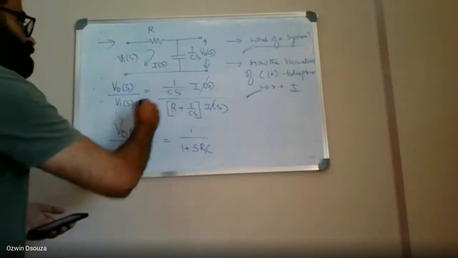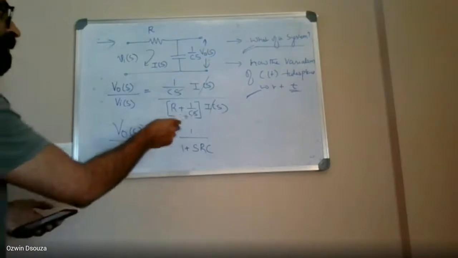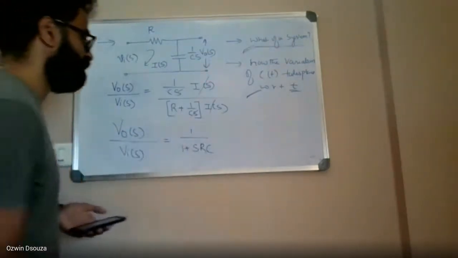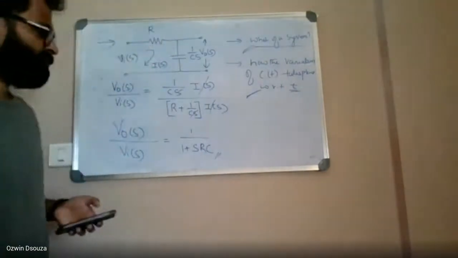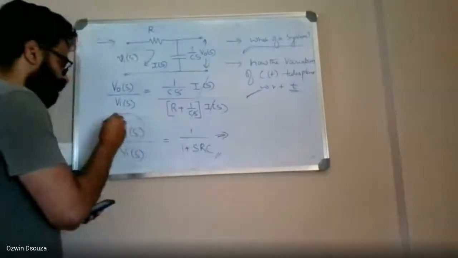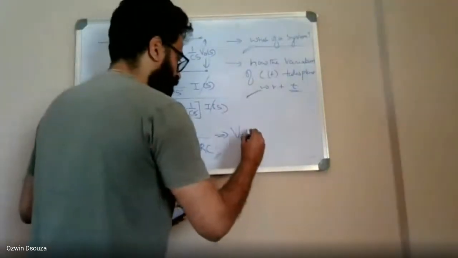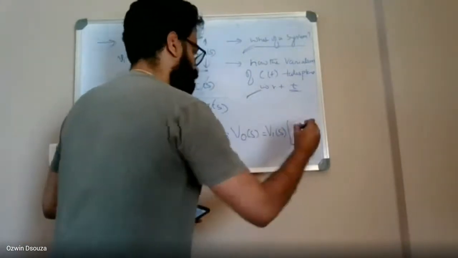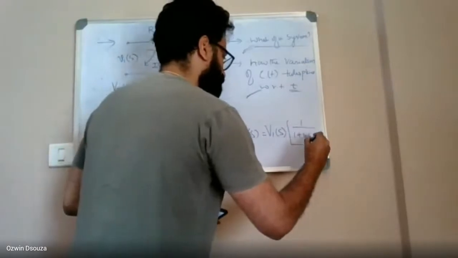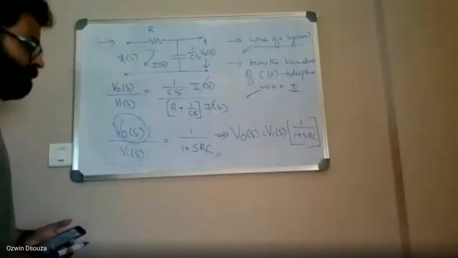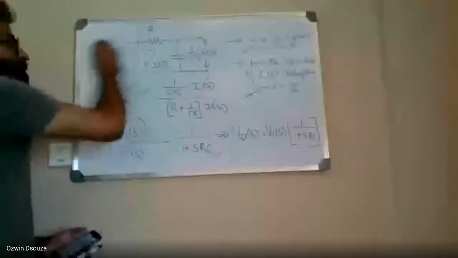Yeah, because this CS gets cancelled. And when you take the LCM, you would get 1 plus CS into R. Okay, so this is your transfer function. Once the transfer function is known, you can find V naught of S. So V naught of S is equal to Vi of S into the transfer function, 1 plus S into RC. So V naught of S is equal to the input multiplied by the transfer function.